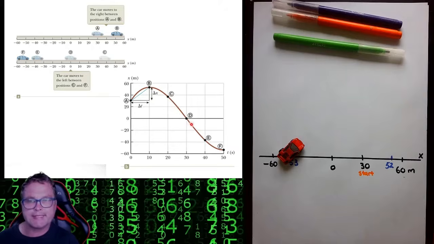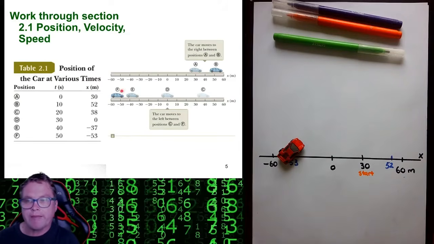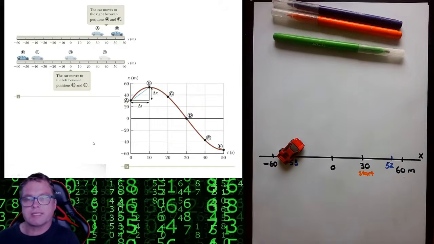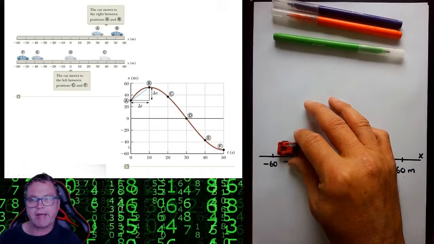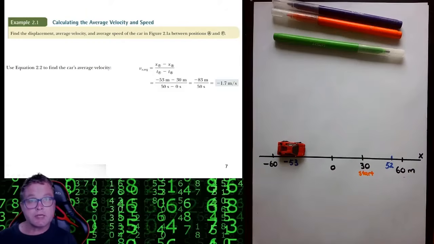They plot points C, D, E and F. Remember, for the final point, let's check what the coordinates of F were. F was, after 50 seconds the car was at minus 53. x equals minus 53. For this reason, in the graph, after 50 seconds, the point is negative. It's gone below the x-axis. It's now at minus 53 in the final position. Let's take a look at some calculations relating to this scenario.